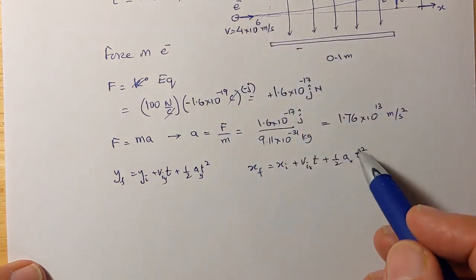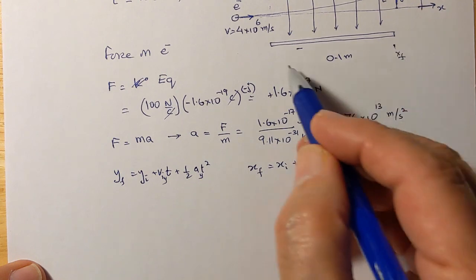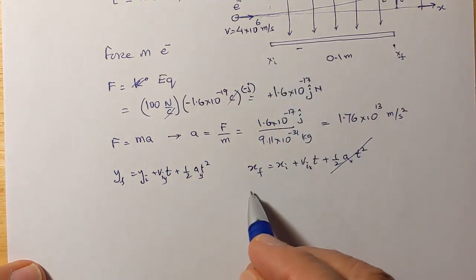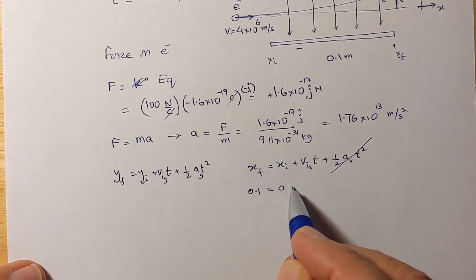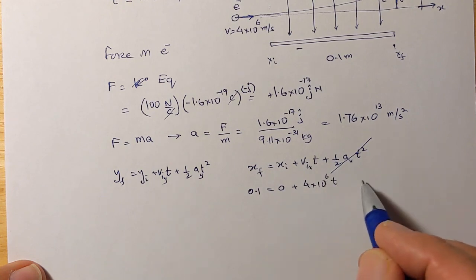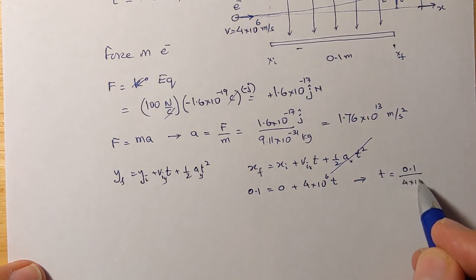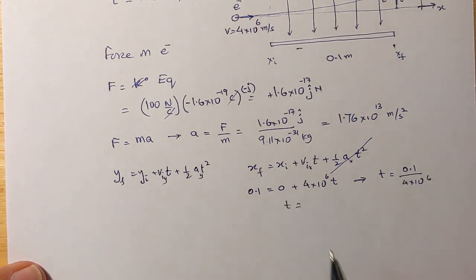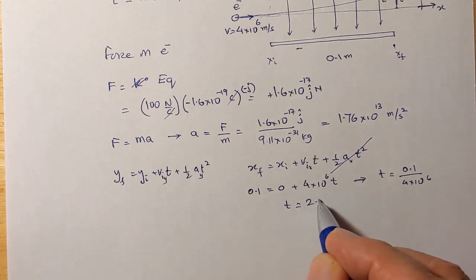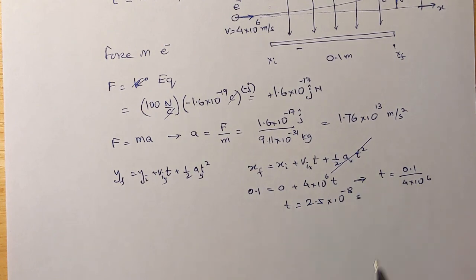Now there's no acceleration in the x direction, so this term is 0. X final is here and x initial is here, so x final is 0.1 meter, x initial is 0, v initial is 4 into 10 to the power 6, which gives us t as 0.1 over 4 into 10 to the power 6, and therefore t equals 2.5 into 10 to the power minus 8 seconds.